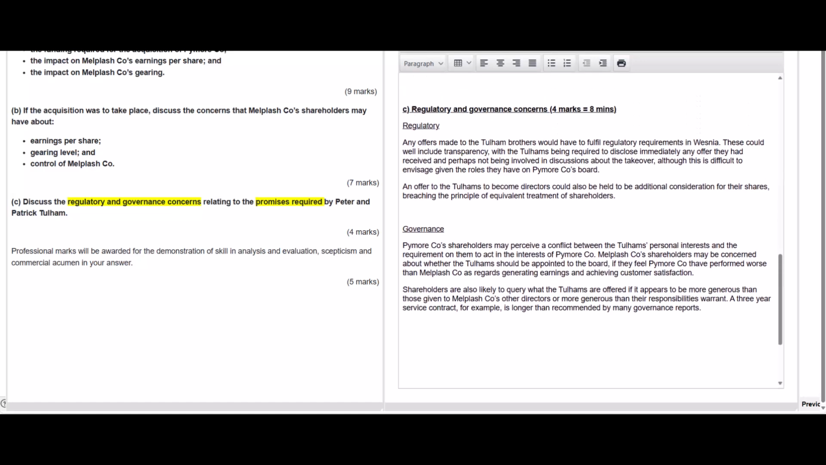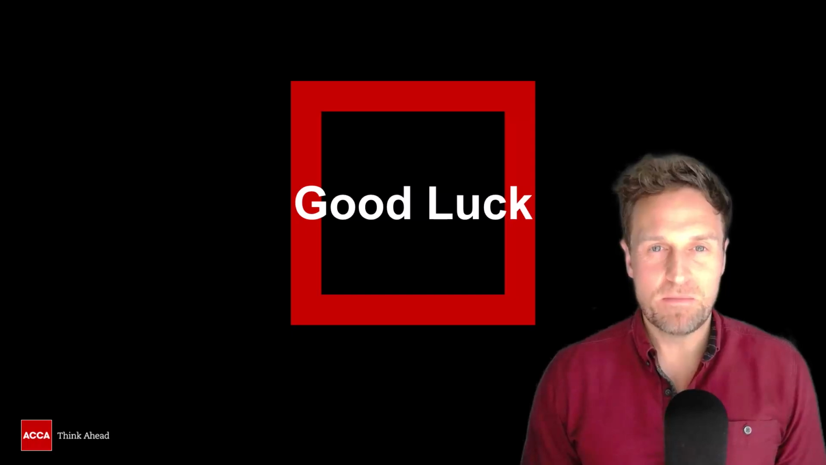Again, there are other things we could have talked about. So you could be talking about communication with shareholders. So maybe communicating that, and especially around remuneration and things. So there are a few other things we could have said. But again, for 4 marks, we're looking for around about 4 paragraphs. That's looking great. All right, that's it for this question, Melplash.